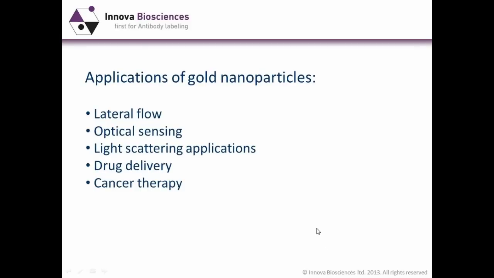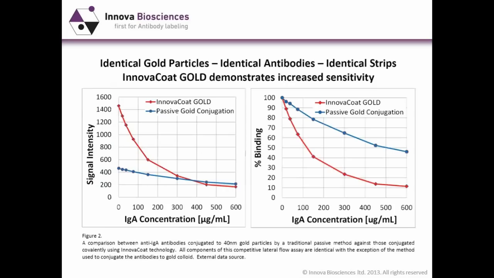Okay, here are just some. I mean, there's a very long list, but lateral flow, which we just touched on, optical sensing, light scattering applications, drug delivery, and cancer therapy. This is another example of lateral flow. This is not our data. This is from one of our clients. So this is a competitive assay for IgA, and the data has been expressed on the left in terms of signal intensity versus concentration, and on the right percent binding. So it's the same data, just transformed in two ways.